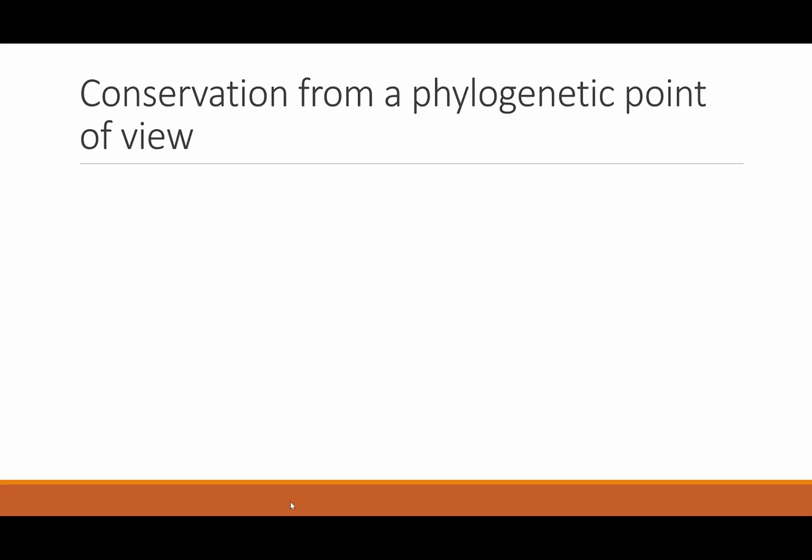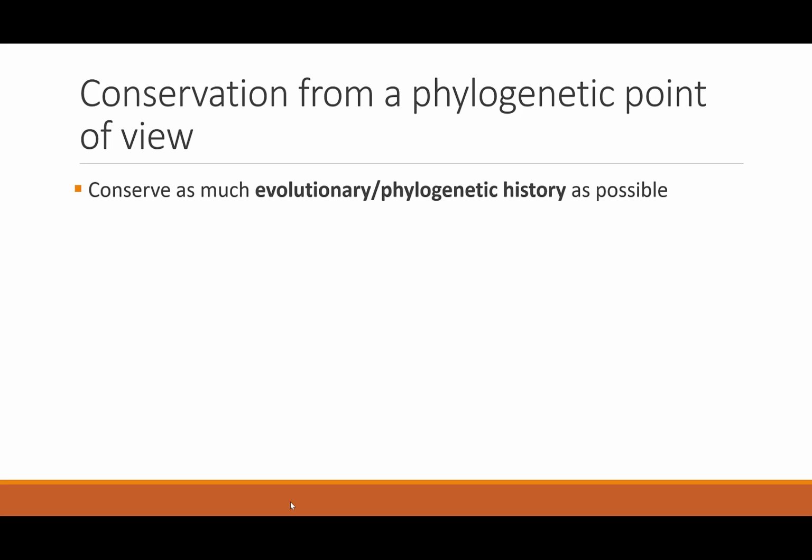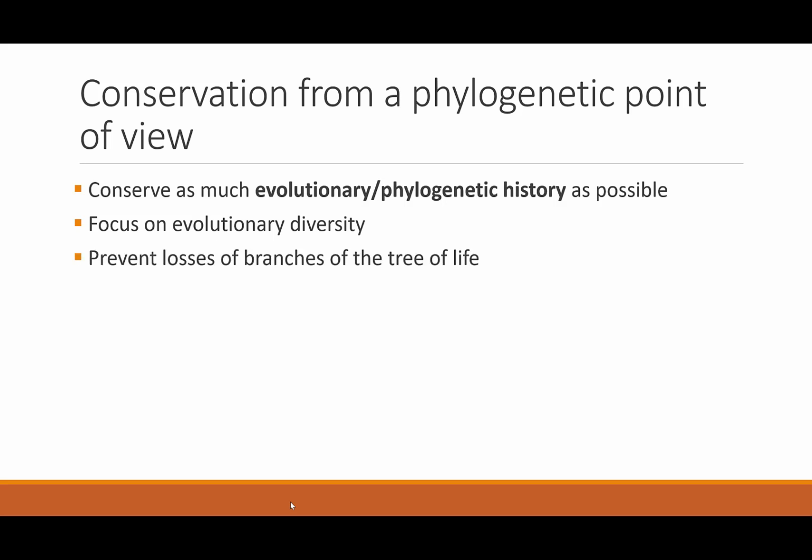How phylogeneticists might view this is a little bit different. So instead of focusing just on taxa or species, the idea is that from a phylogenetic viewpoint, we try to conserve as much evolutionary or phylogenetic history as possible. We also tend to focus more on evolutionary diversity. But basically the idea is that instead of focusing just on taxonomic diversity, we're focusing on diversity across the tree of life. And then finally, not just are we focused on preventing extinction of species, but we are attempting to prevent losses of branches on the tree of life.